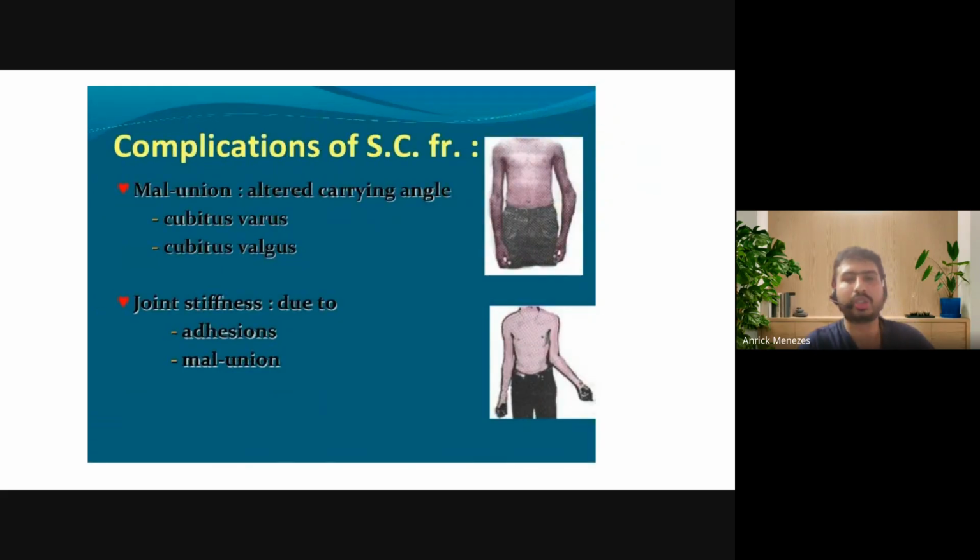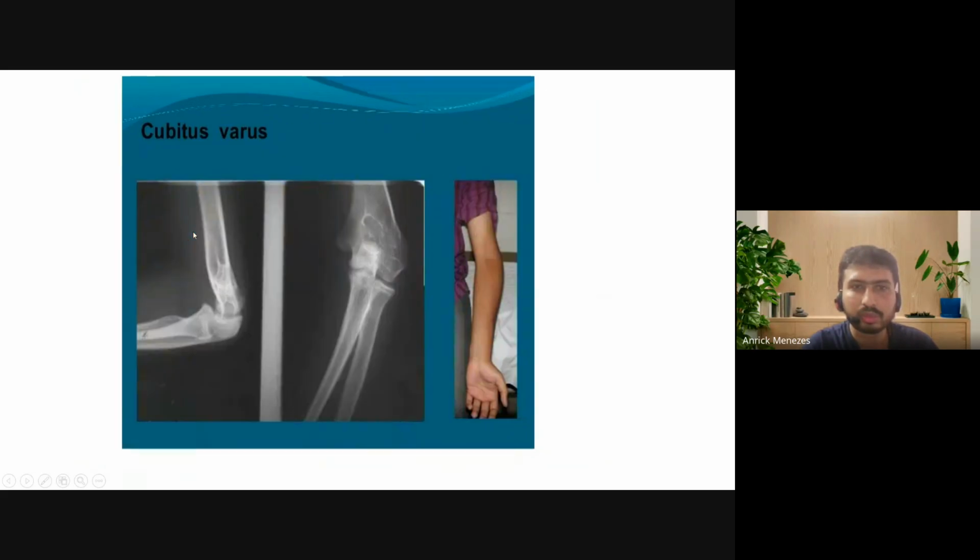So complications for supracondylar fracture could be a malunion, altering your carrying angle: cubitus varus, cubitus valgus. That's also joint stiffness due to adhesions and malunion. This is cubitus varus.